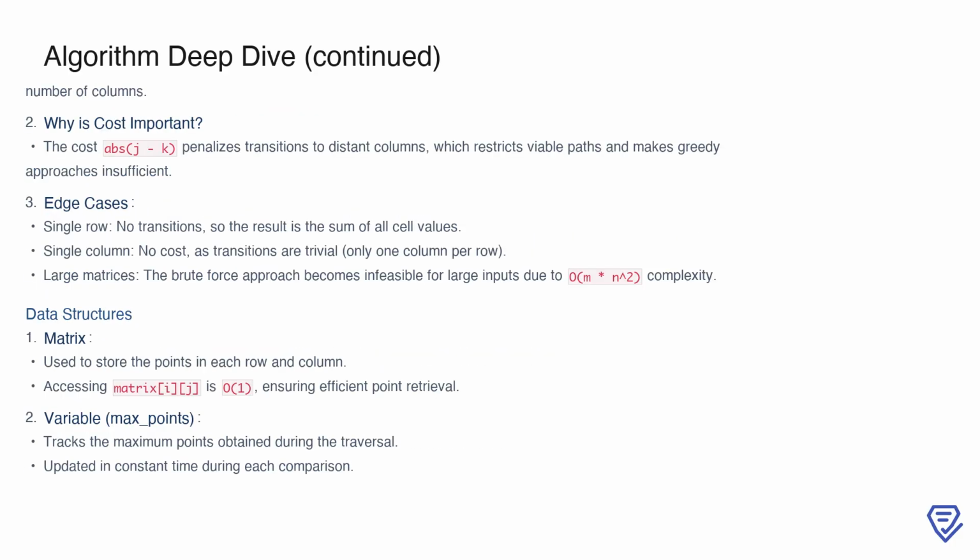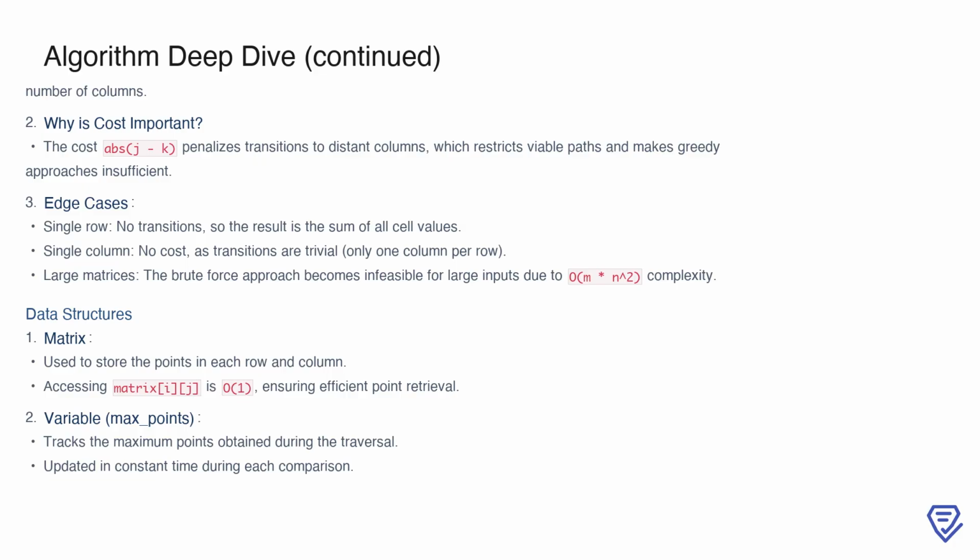The brute force approach highlights why the transition cost is such a critical part of this problem. The cost penalizes transitions to distant columns, meaning that jumping across large parts of the matrix is expensive and requires careful consideration. This makes the problem more complex than simply summing the maximum points in each row, as greedy methods that don't account for the cost will fail. For edge cases, the behavior of the algorithm is straightforward.